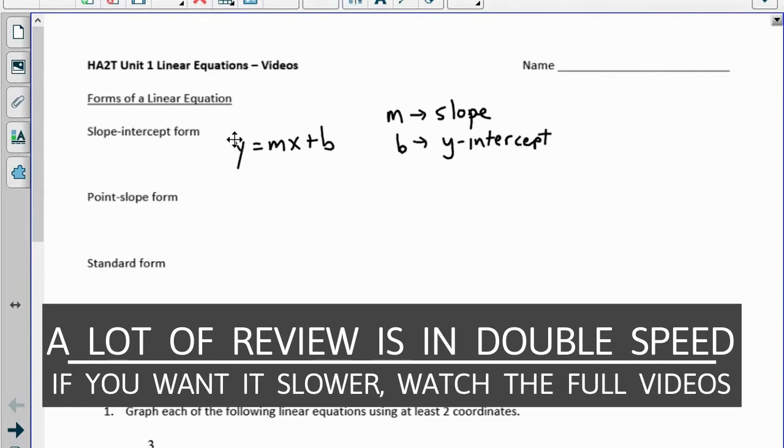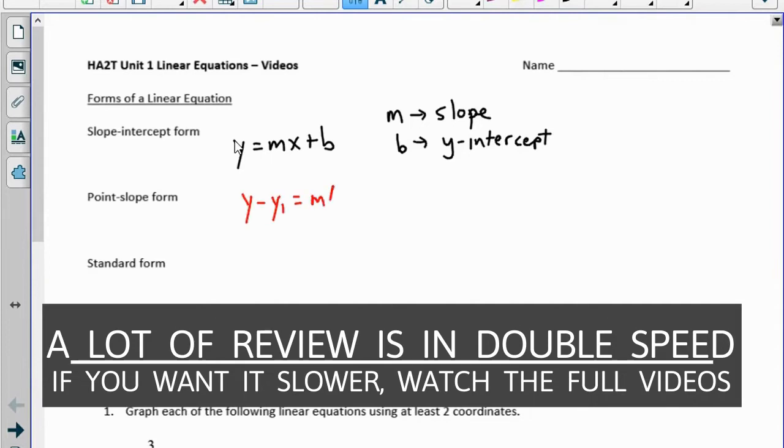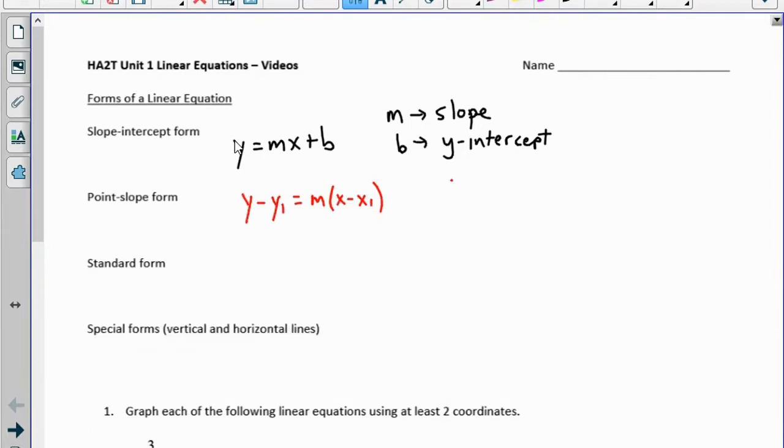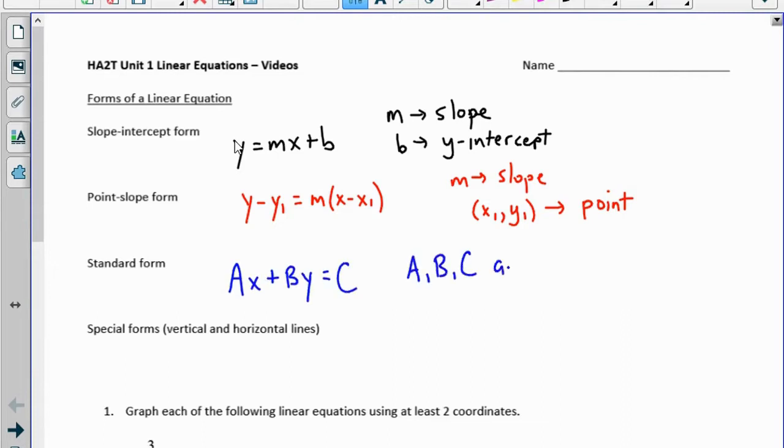Point-slope form takes the form y - y1 = m(x - x1), where once again m represents the slope, and then we have an ordered pair, (x1, y1), that represents some sort of point on the graph of the equation. Finally, we have standard form, and standard form takes the form ax + by = c, where a, b, and c are all integers. Some textbooks require a to be greater than 0, or positive, as long as a exists. As long as a is non-zero, they require it to be positive. However, I'm not necessarily nitpicky on that sort of thing.